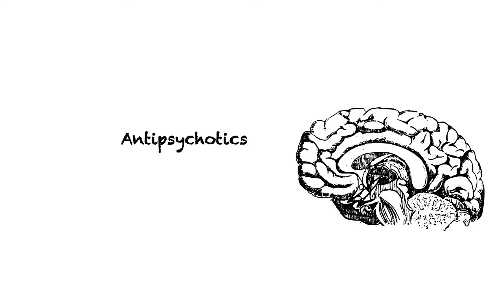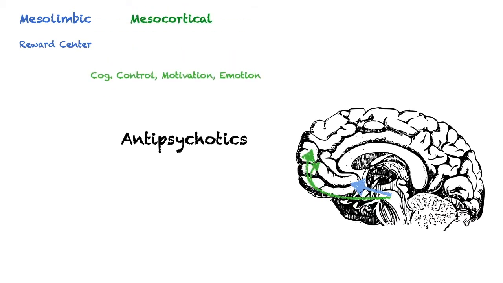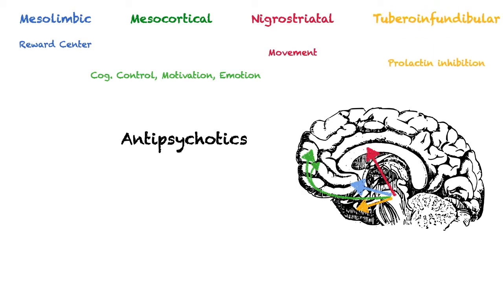Now, the human brain consists of many dopaminergic pathways. However, for the sake of this video, we're going to discuss the four most commonly understood pathways. The first one is the mesolimbic pathway, which is pretty much known as the reward center. The mesocortical pathway, which is there for cognitive control, motivation, and emotion. The nigrostriatal pathway, associated mostly with movement, and the tuberoinfundibular pathway, which is there for prolactin inhibition.